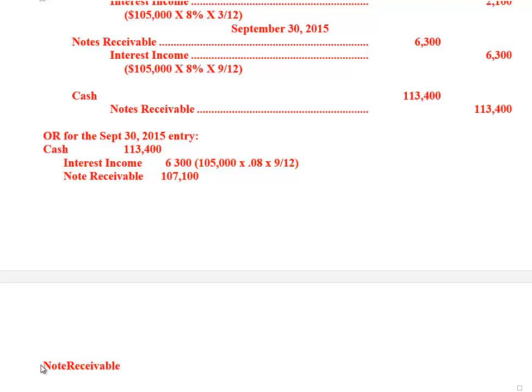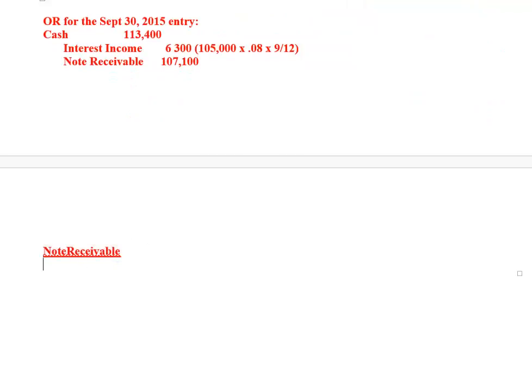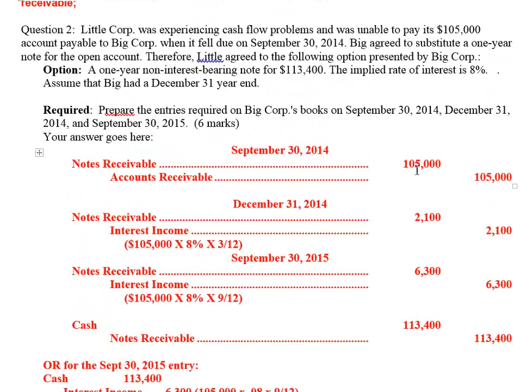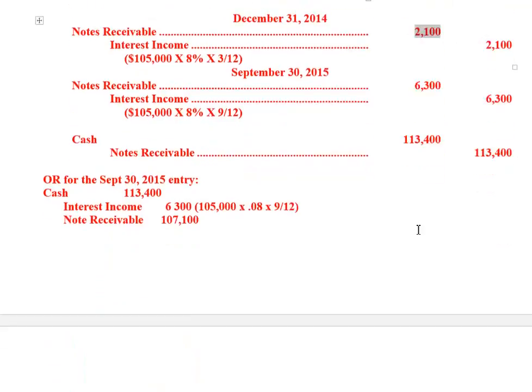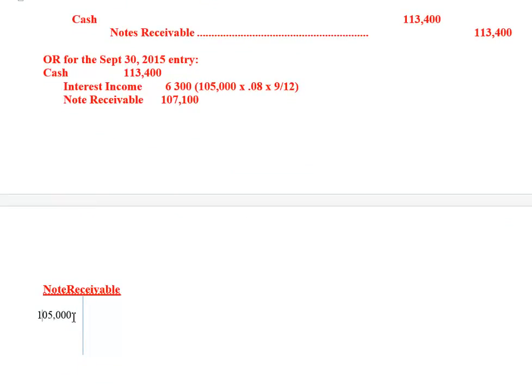Okay, so if we did that, we'll just underline this little guy here, and then we'll just insert another line here, and we can see at the beginning we had a note of 105,000, right? That was at the beginning when we made the note. Just try and straighten this line up here, right? This was at the beginning right here, and then at December 31st we also debited the note for 2,100. So let's now go down here, 2,100. So now if you looked at it this way, you would see that your note totals here 107,100.